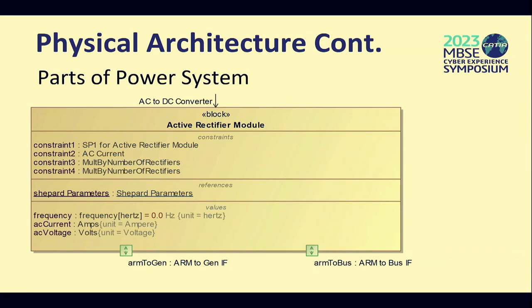An active rectifier in this module, the role that it's playing is that AC to DC converter. So we take that generator that has a 3-phase AC current and turn that into a DC current, so direct current, and that's done using this active rectifier module as an AC to DC converter.